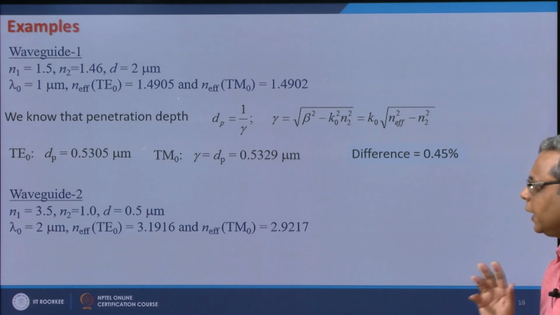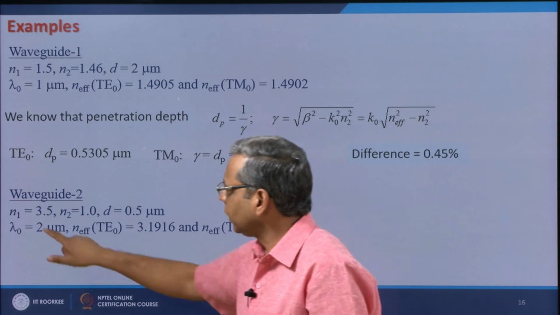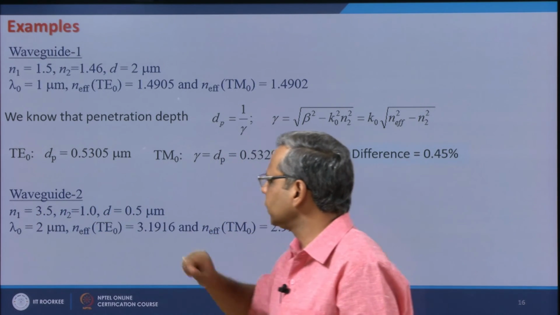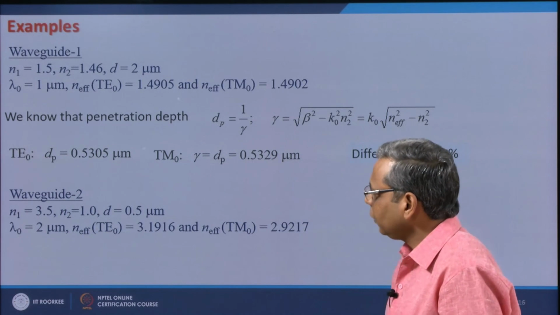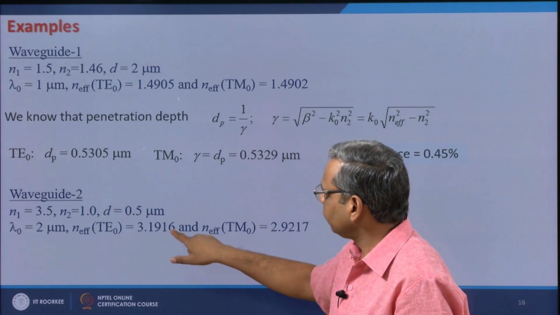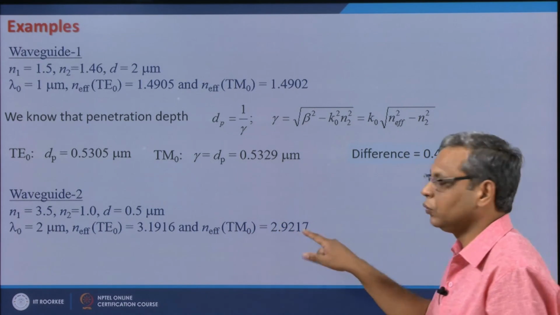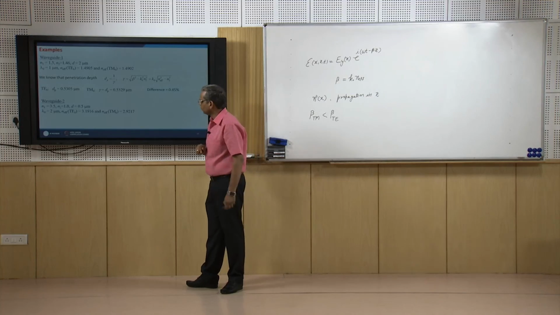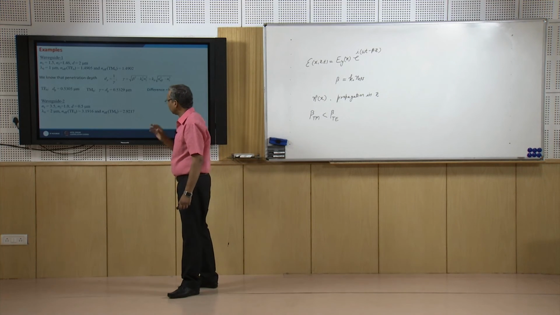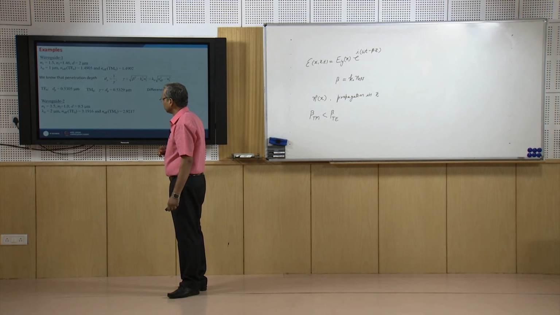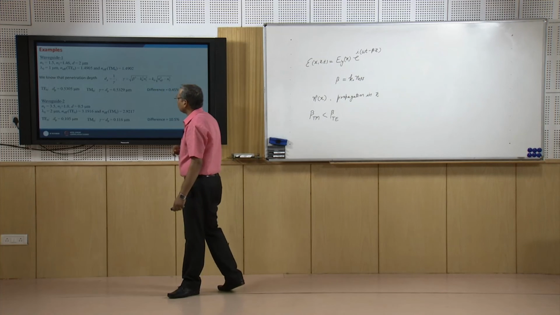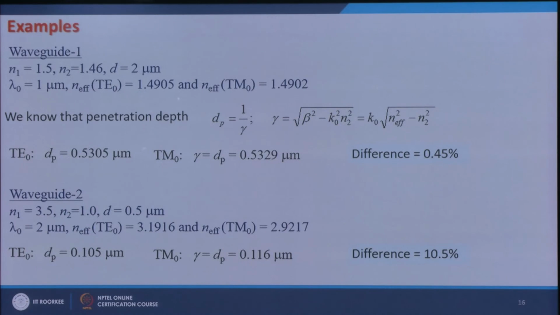But if I take a high index contrast waveguide where n1 is 3.5, n2 is 1, then n effective of TE0 mode is 3.1916 and that of TM0 mode is 2.92. So, which is very different, there is a huge difference between the propagation constants. Now, if I calculate the penetration depths, then the difference is about 10.5%.